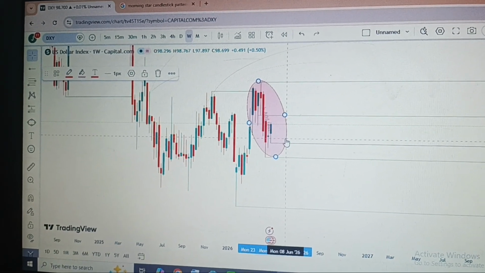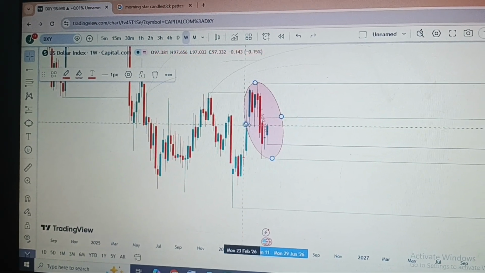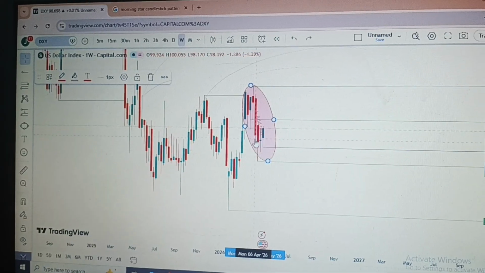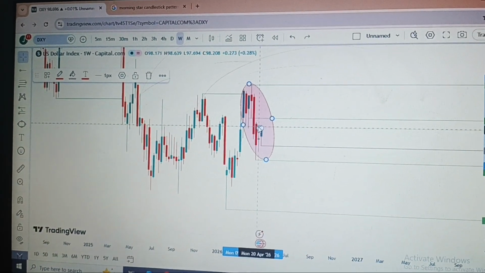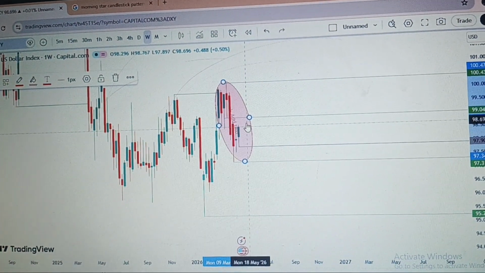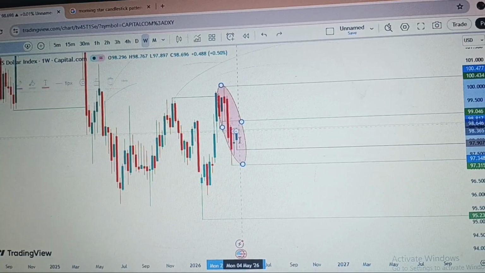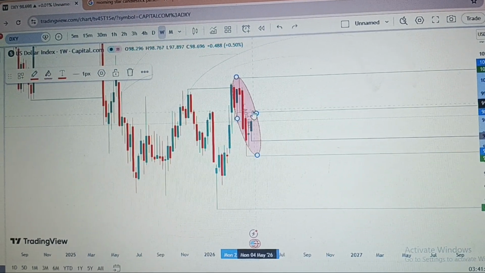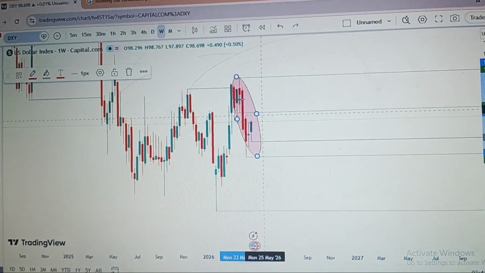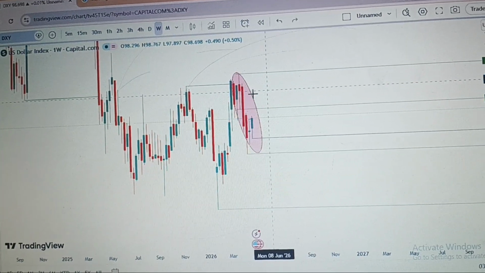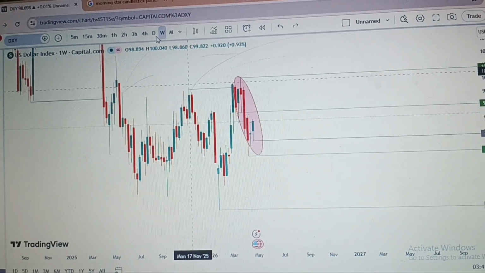So the next thing I want to do here, since we have this pattern here, the weekly time frame is telling us that this market is coming for a bullish reversal. So based on that, we are going to gradually scale down to the lower time frame to see exactly how the market is really building up in form of structure. So let's go to the daily time frame.